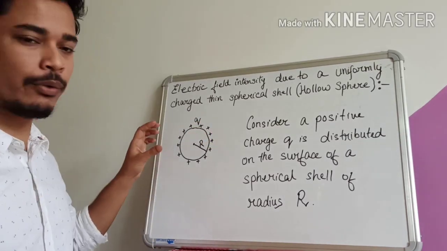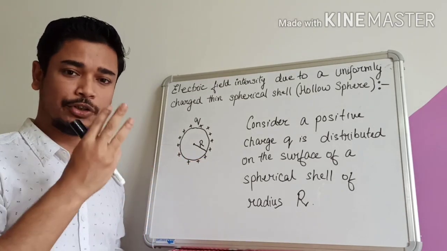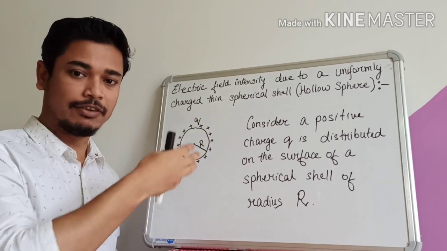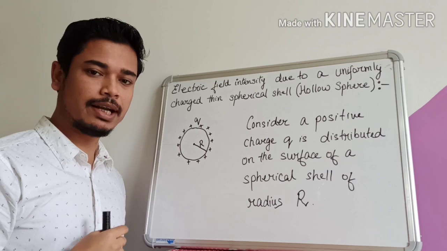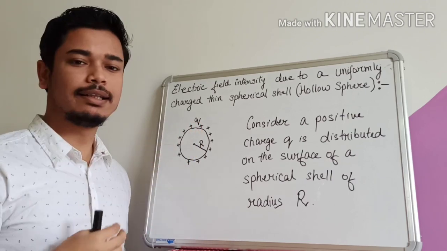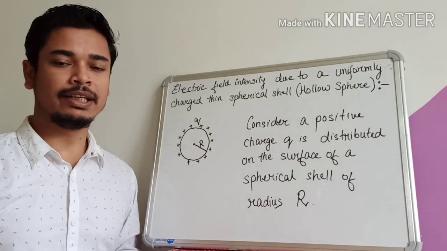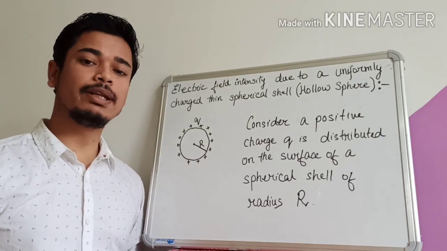So we are going to calculate the electric field intensity due to this hollow sphere at 3 points. One point which is outside the surface of the sphere, another point which is on the surface of the sphere, and the third point which is inside the surface of the sphere. So we are going to calculate the electric field intensity due to this thin spherical shell which is uniformly charged.